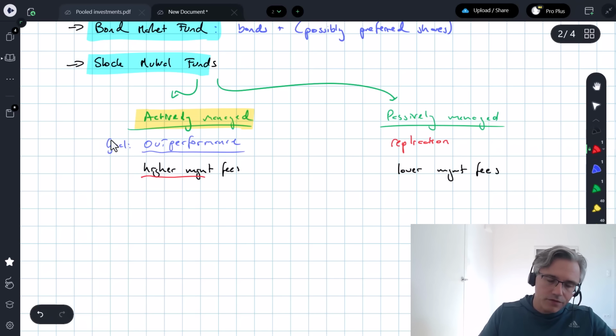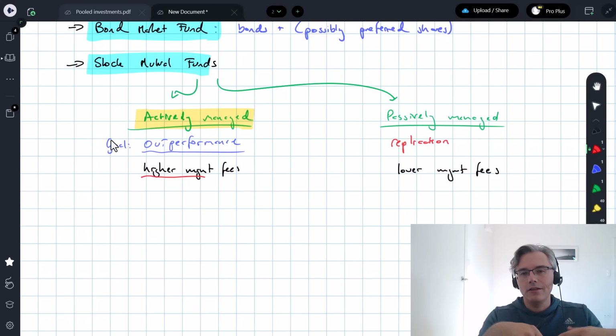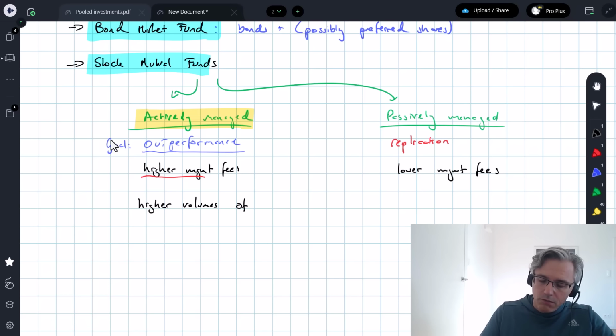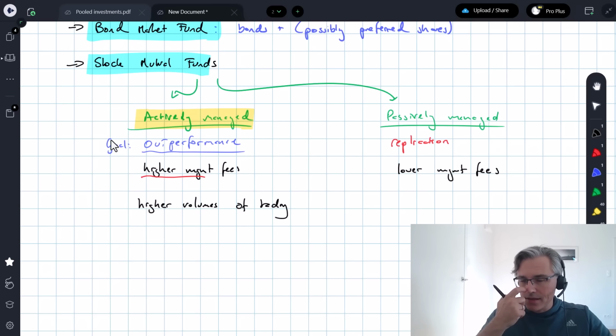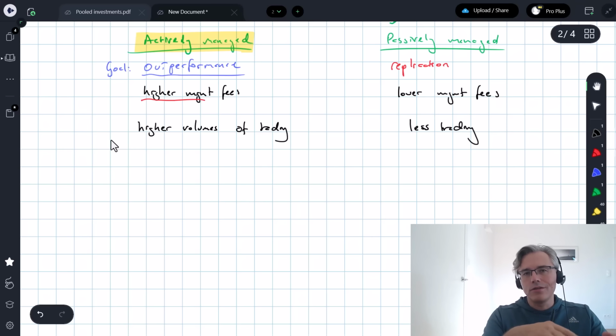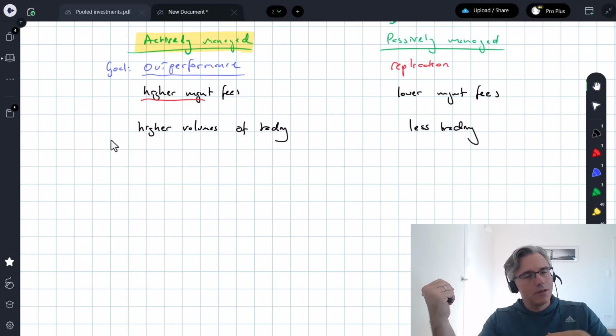And that higher management fee can be justified, for example, by the fact that in order to achieve this outperformance, the manager has to pay for, let's say, research, right? Perform research, a lot more work than just passively replicating an index. Also, as a consequence, you're going to see higher volumes of trading. There'll be more buying and selling of assets into and out of the portfolio and less trading over there, which obviously also gives rise to transaction costs, higher transaction costs on the actively managed and lower transaction costs on the passively managed side.